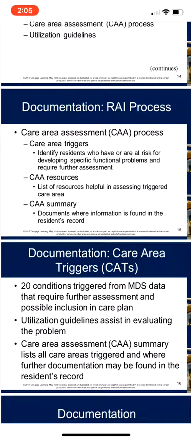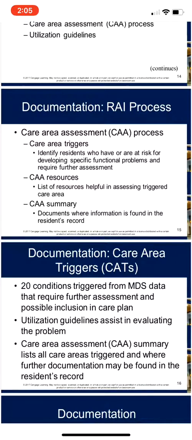Our CAA resources offer a list of resources to consult in performing the assessment of the triggered care area. The interdisciplinary team must document the outcome of the assessment process for the specific care area and the decision regarding care planning for a given problem or need.